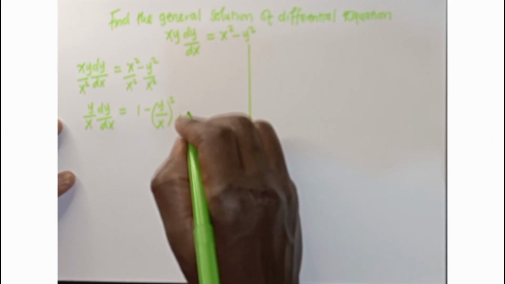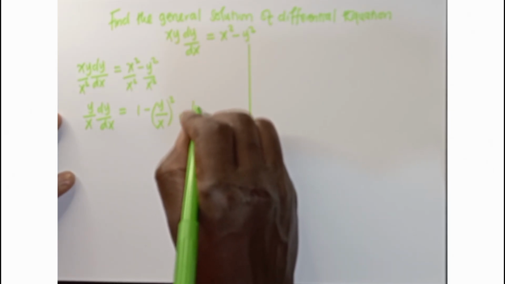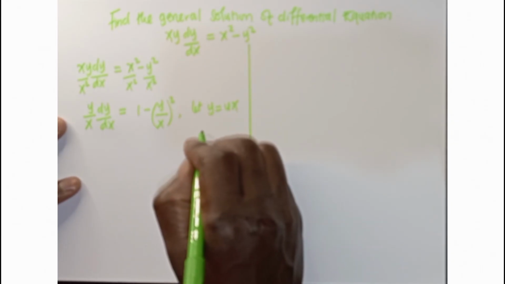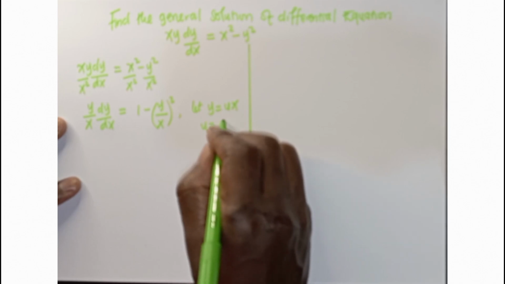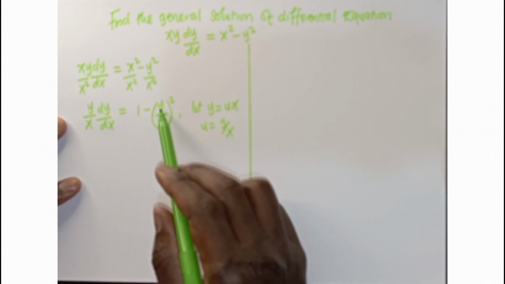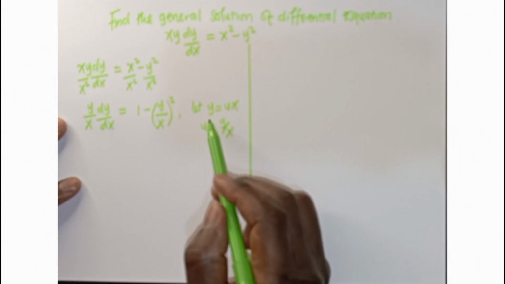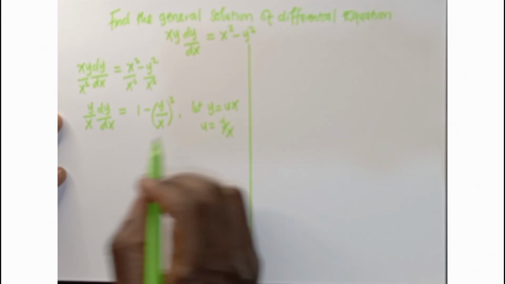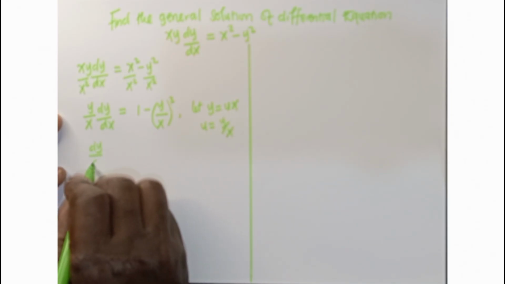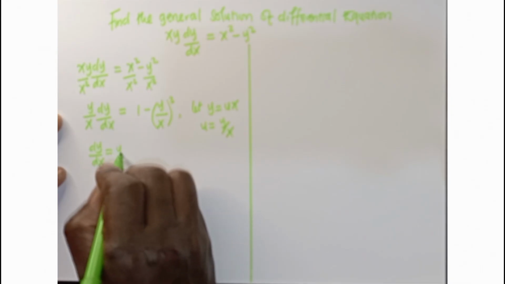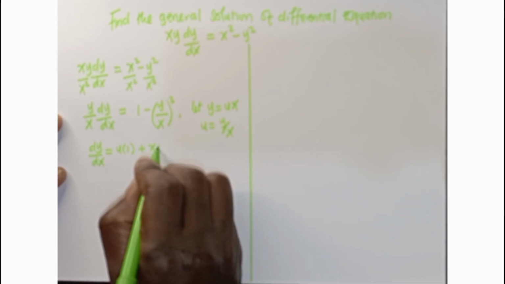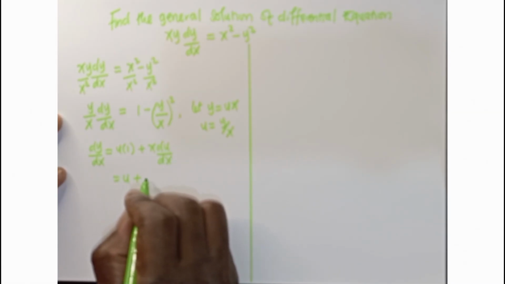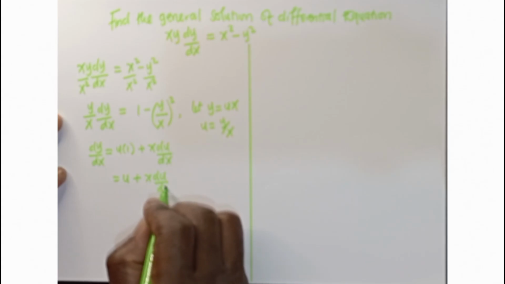But remember, homogeneous tells us that you let y equal to ux, and when you make u the subject, u becomes y out of x. So wherever there is y out of x, we shall put u. However, it also tells us that you go ahead and differentiate this y. So when you differentiate y, you'll have dy by dx equal to u into 1 plus x du dx. So this eventually becomes u plus x du dx.